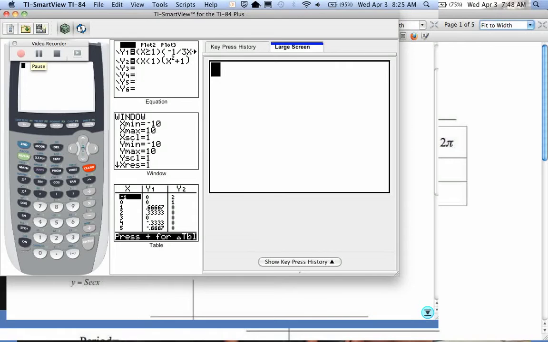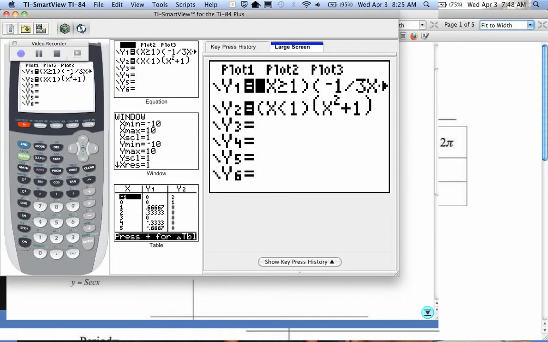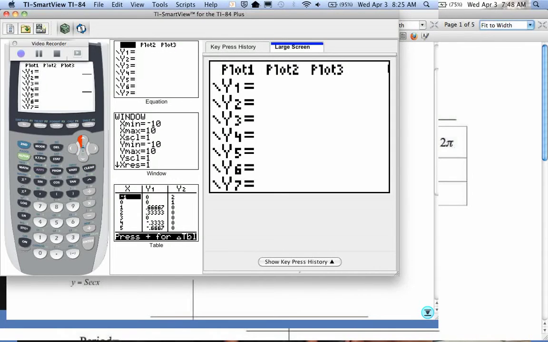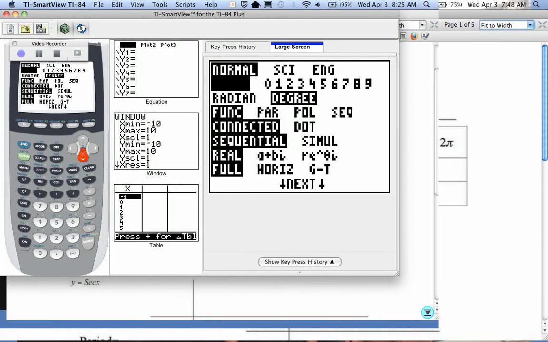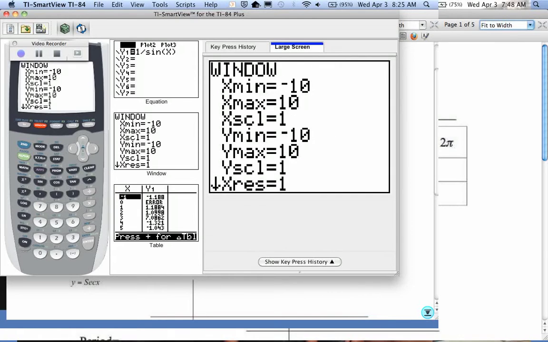All right, so let's take a look at this. We did sine of x first as a dotted line, but I'm going to just do 1 divided by the sine of x. Mode, I need to switch into radians. You can be in radians or degrees. I'm just going to go to radians. So when I do my window, I'm going to have my window go from 0 to 2 pi.